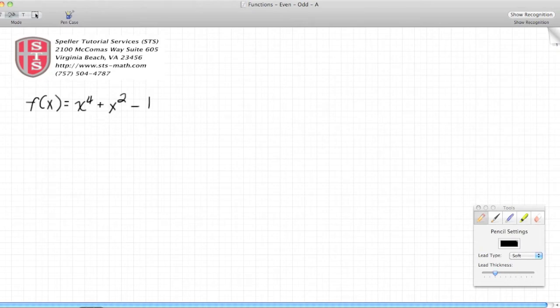Today we're going to talk about even functions. There are a couple of ways to tell if a function is even. One way is to visually look at the function. The second way is to use algebraic methods to actually evaluate what you have to find out if it's an even function. Let's take this function that I have described here. f of x is equal to x to the fourth power plus x squared minus 1.